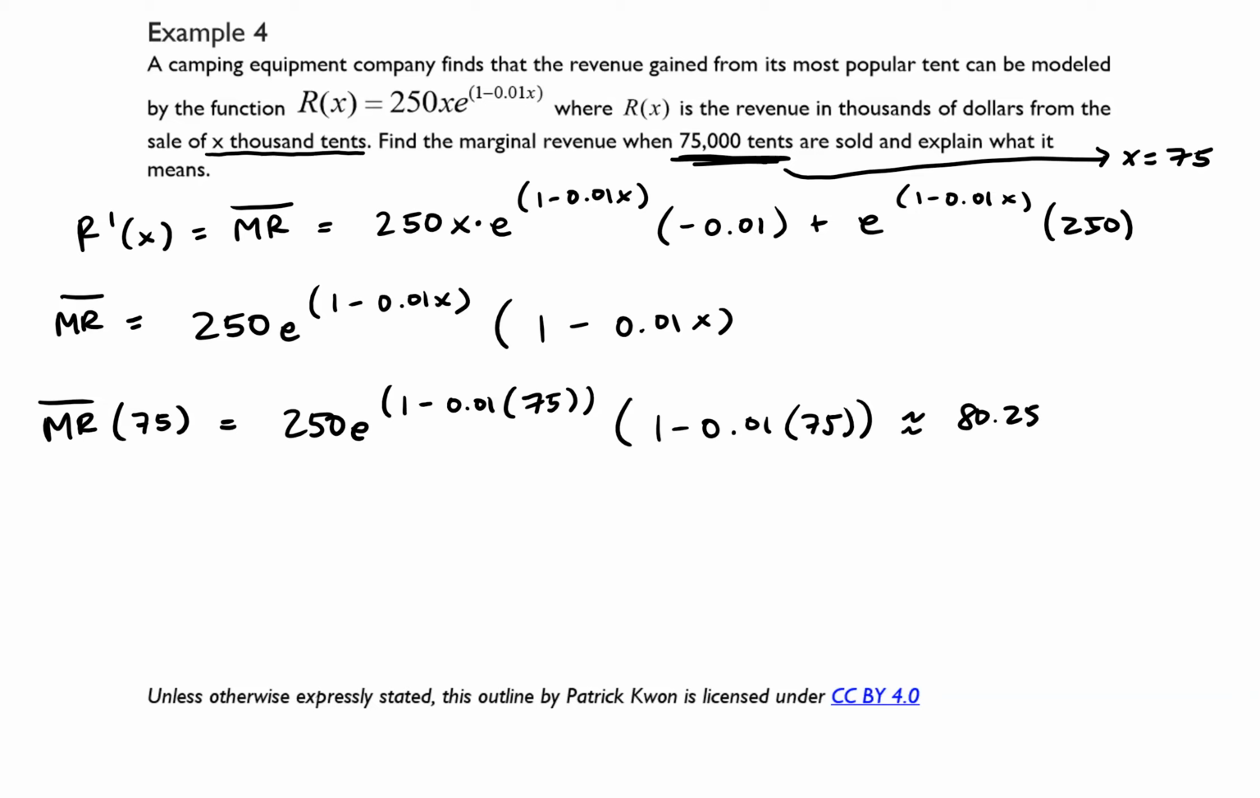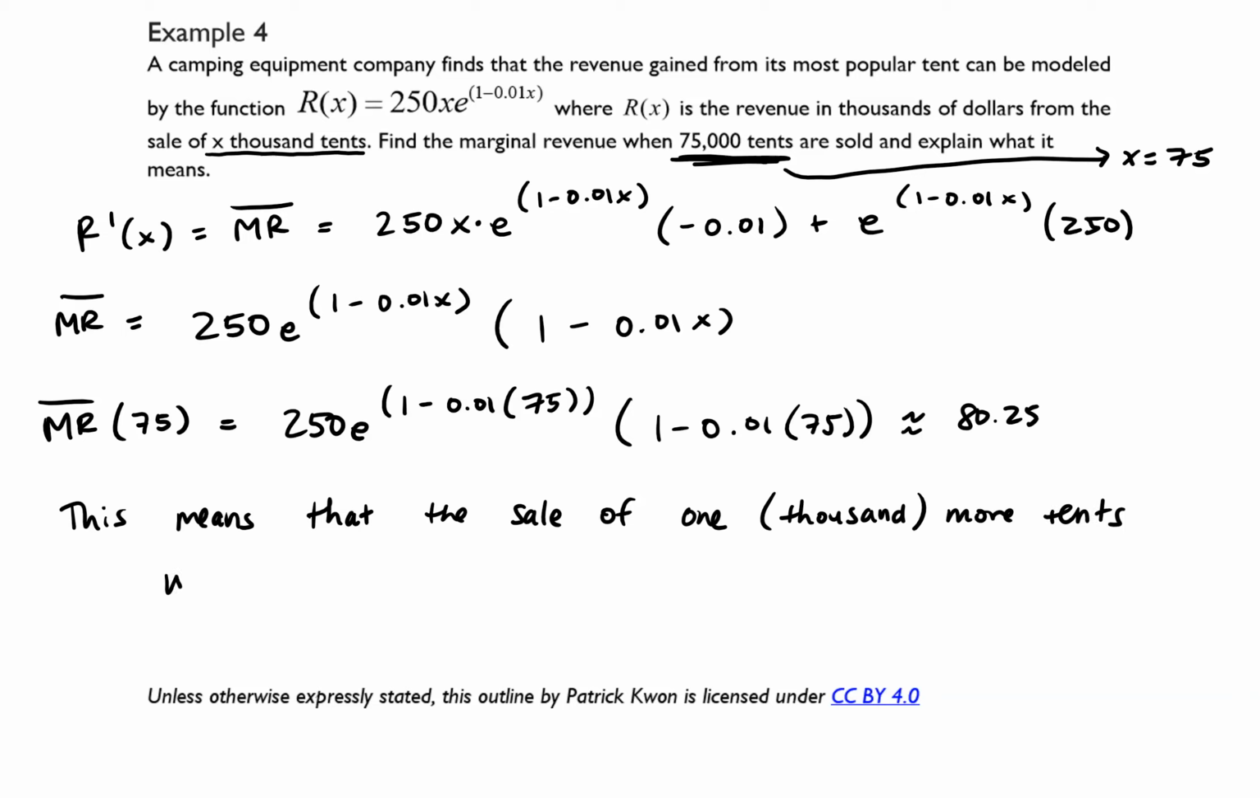Now, what does that number mean? So this means that the sale of 1,000 more tents will give us about 80.25, and remember this is in thousands as well, in additional revenue.